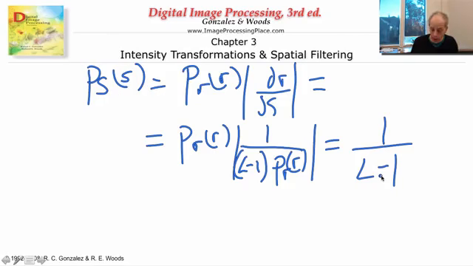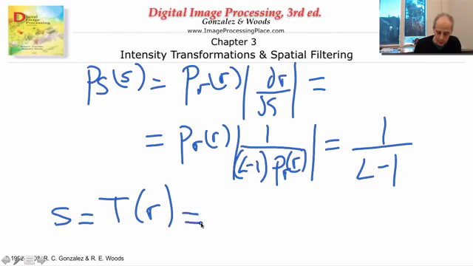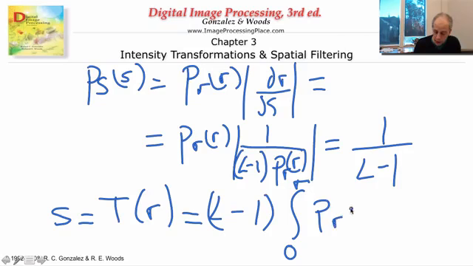Okay? So once again, I'm going to write what the actual transform is. S, which is a map of R, is L minus 1, times the integral from 0 to R of the original probability distribution function, or histogram. So it's a very simple function. You go and you count how many pixels have a value up to R, and that's your transform. Very, very simple operation. It's basically a one-line code in almost any programming language, and that will achieve histogram equalization. So let's see this in action.